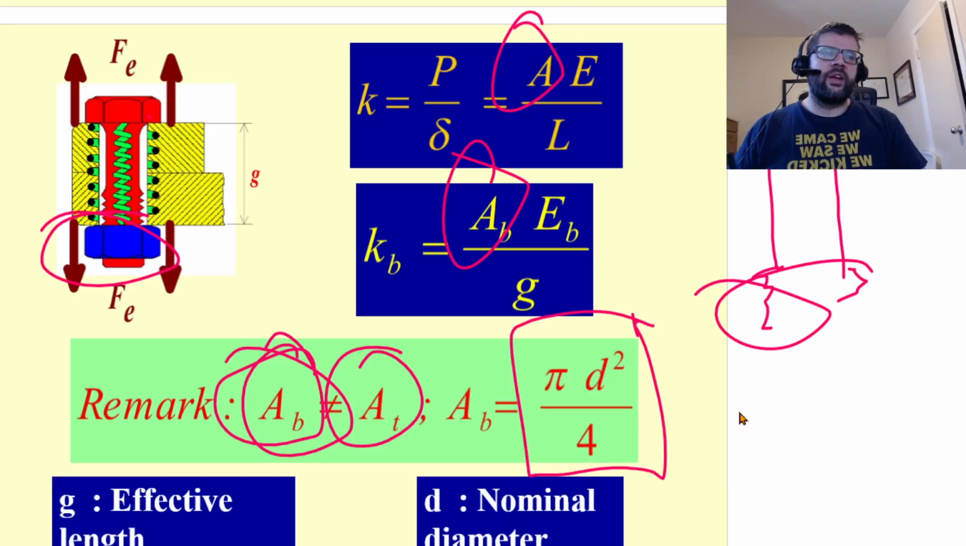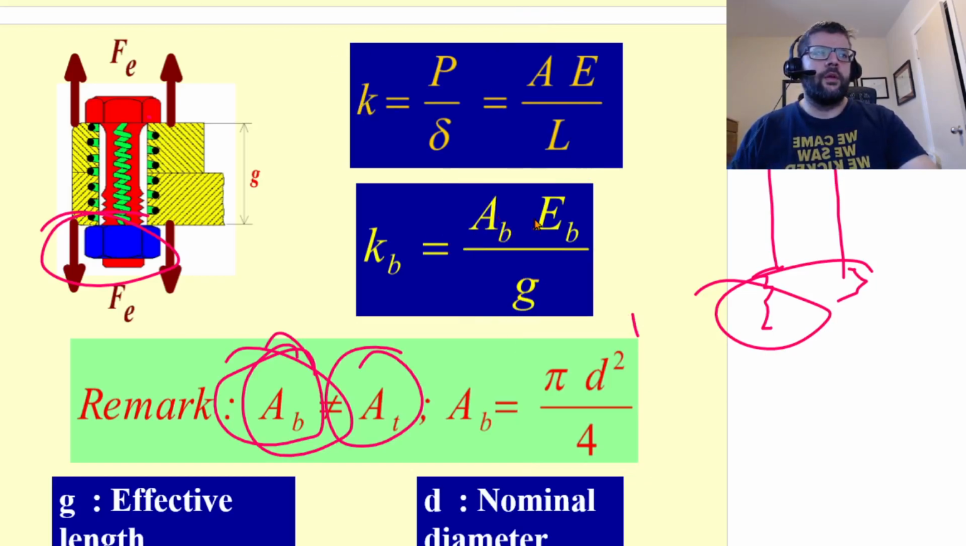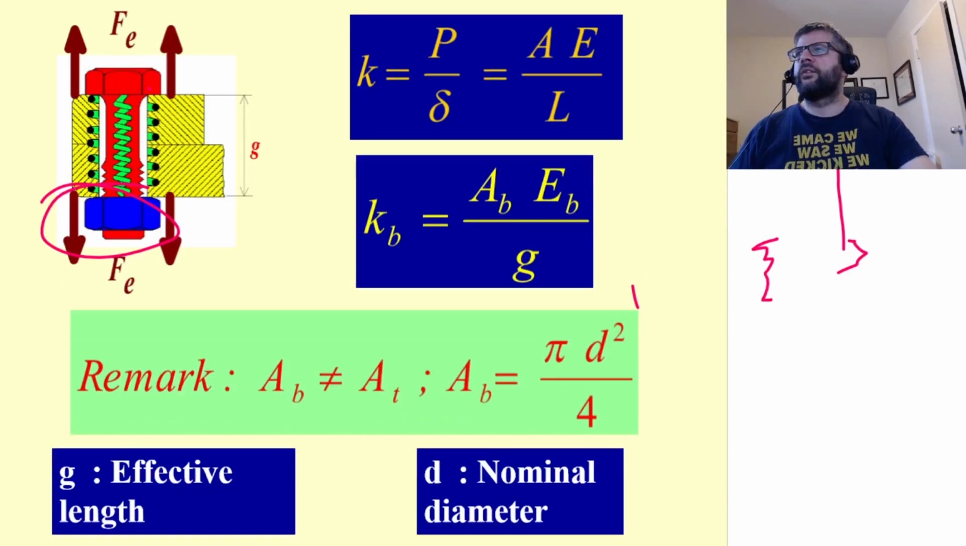So again, pi d squared over 4. The E obviously is the Young's modulus for the material in question, and then the L is what we use. They tend to use G for that, for grip. It's basically just the initial thickness of the joint. So how thick are the two things that you're clamping together? G, effective length, whatever you want to call it.